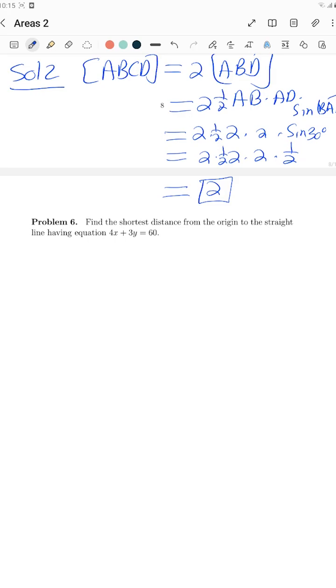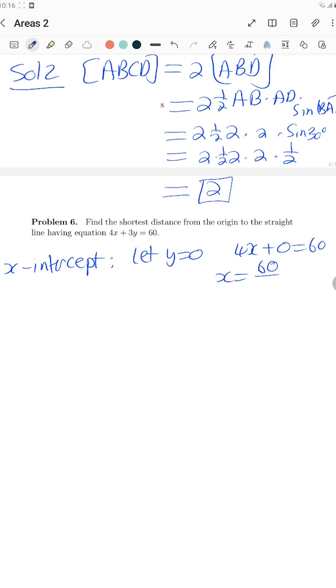Now to draw a straight line, you need 2 points on it. Any 2 points will do, but let's be smart about it. Let's first calculate the x-intercept. How do we calculate the x-intercept? Yes, to calculate the x-intercept, we let y equal to 0. So what we have is 4x plus 3 times 0 is equal to 60. So we see that x is 60 divided by 4.